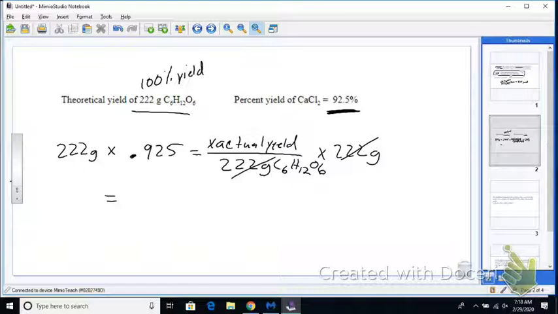Once I multiply that out, that's going to give me the actual yield for this particular amount of product that can be produced. You'll do these types of problems, which are really easy. They take very little time to accomplish. This answer would be 205 grams as the actual yield.